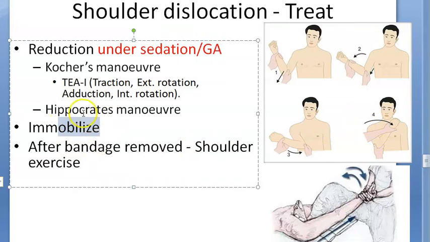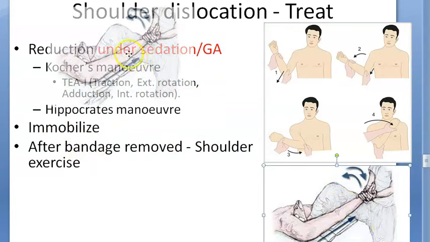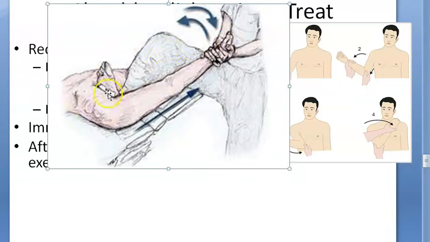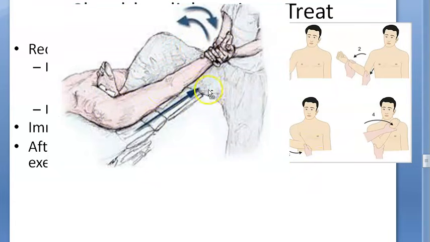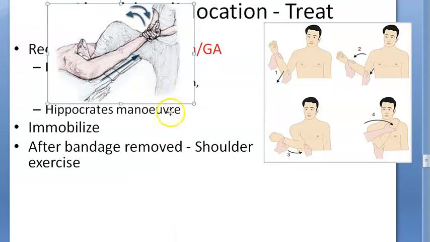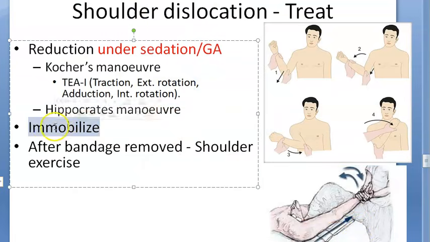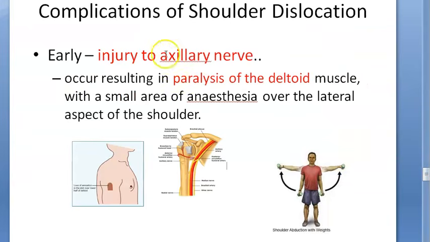Then you immobilize. Then you have the Hippocrates maneuver also. If you want, you can try. This is yet another maneuver to do the reduction. So here they are using the foot and providing traction. And if there is a fracture of the greater tuberosity, that also will get fixed, they are saying. Then you will cast and immobilize, etc. Then after some weeks, months, you can remove the bandage, and you can exercise the shoulder. That will be rehabilitation, right?